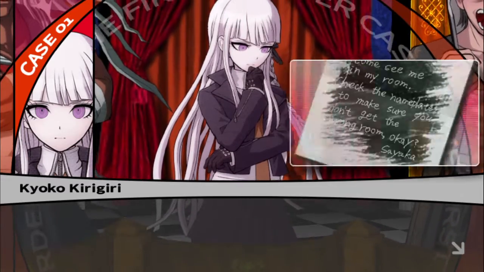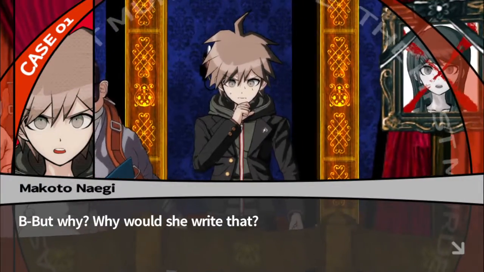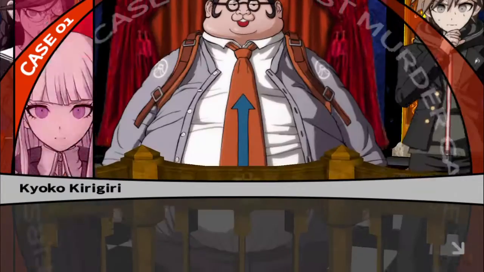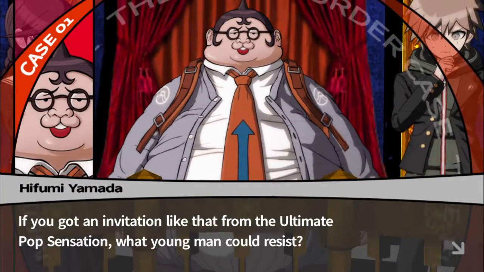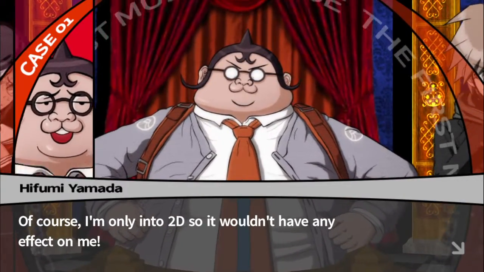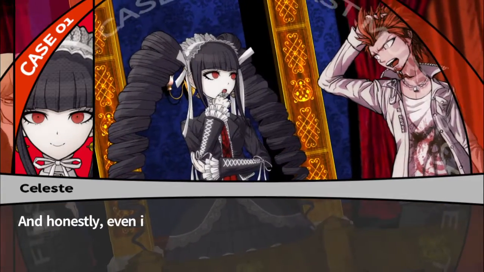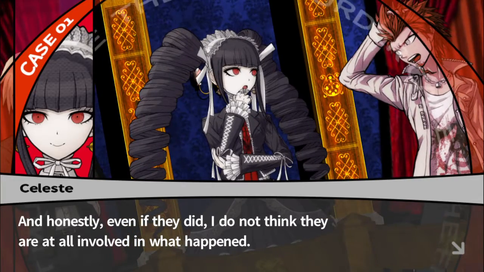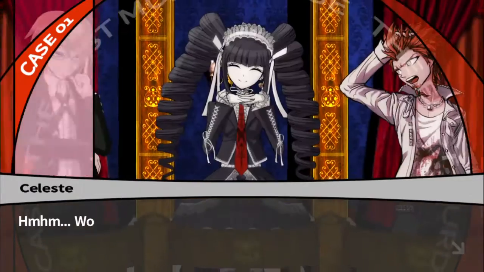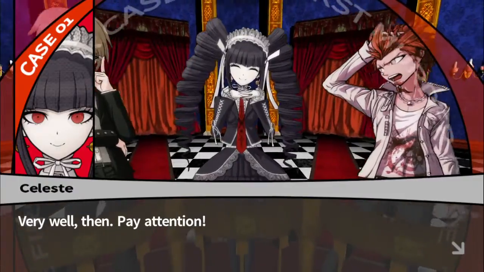Because the note also bit. But why? Why would she... The note was likely her way of... She must have slid it under their door to let them... If you got an invitation like that from the ultimate pop sensation... Of course, I'm only into 2D, so it wouldn't have any effect on me! But can you be sure anyone even got this note? And honestly, even if they did, I do not think they are at all involved in what happened. Huh? What makes you say that? Would you like to hear what I have to say? Very well then. Pay attention.